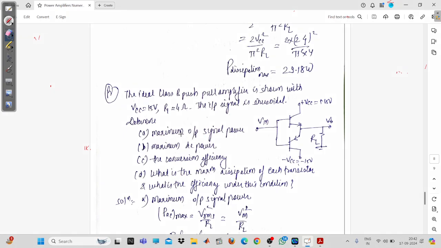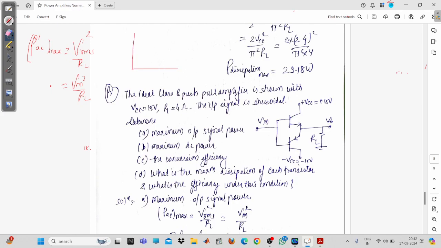So what has been asked? You can see the maximum output signal power is asked here. So what is the maximum power signal output? PAC maximum is Vrms square upon RL, and this is Vm square upon RL. Now, what is the value of VM? You can see here some DC biasing voltages are given.